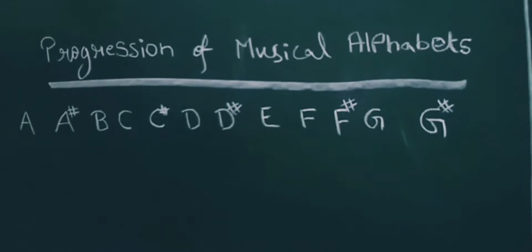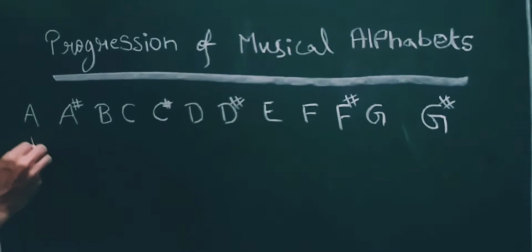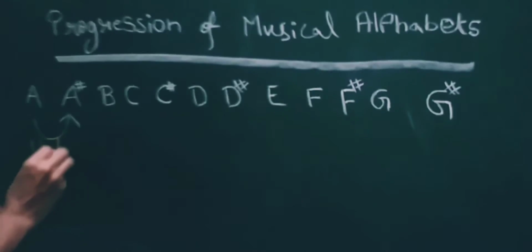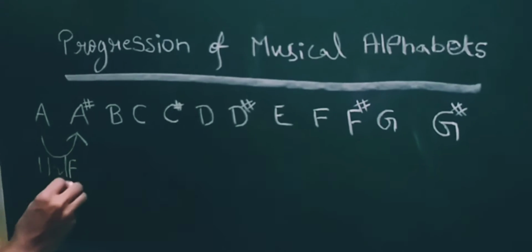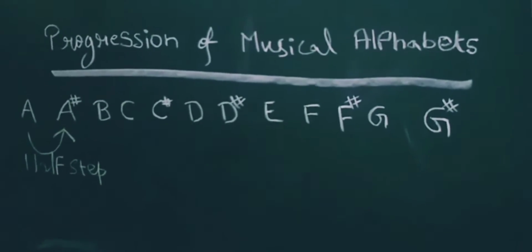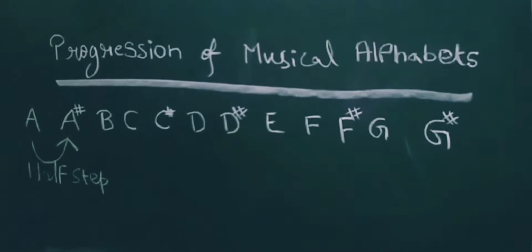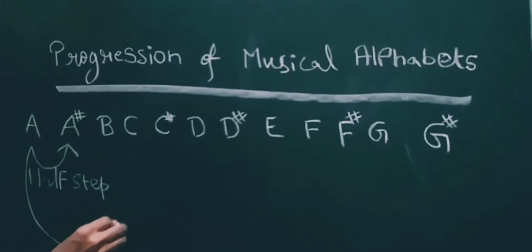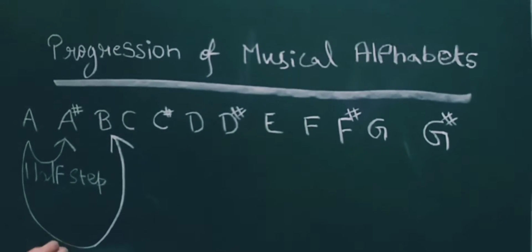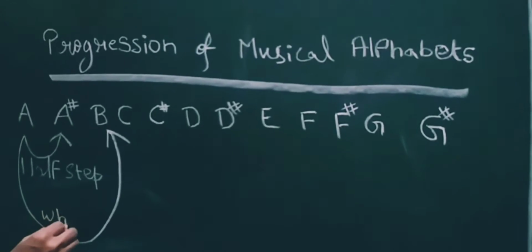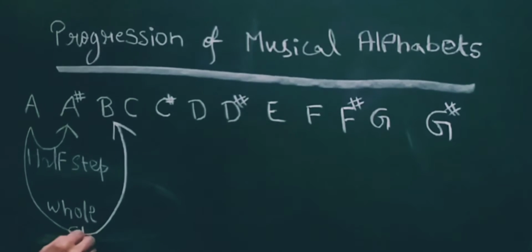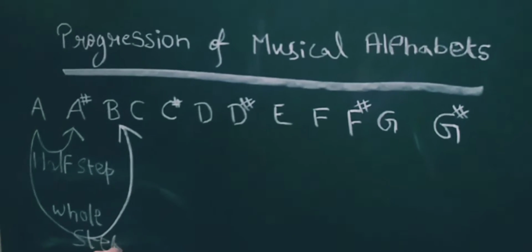So here is the progression of the musical alphabet. If we move from one note to the next note, for example, A note to A sharp note, that is called a half step. And if we move from one note to the third note, skipping the next note, for example A note to B note, that is called a whole step. So this is the overall concept of whole step and half step.